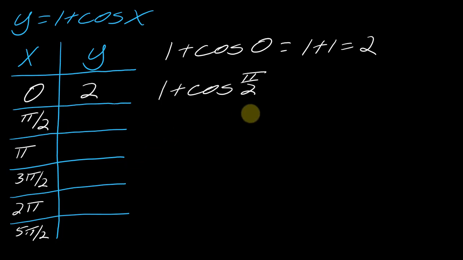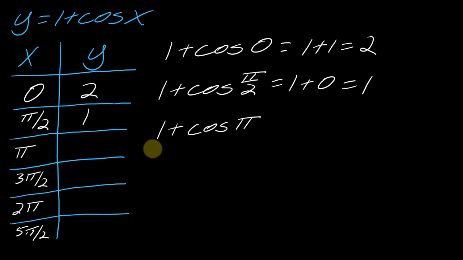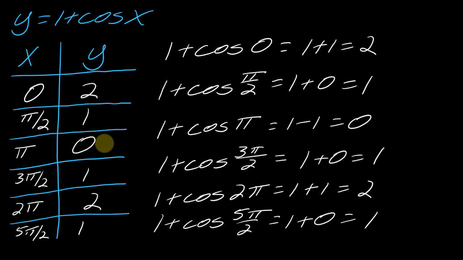Okay, so what about 1 plus cosine of pi over 2? So plugging in the next value, well, that's just going to be 1 plus 0, so that's just going to equal 1. So we can just put a 1 there. And then 1 plus cosine of pi, that's going to come out to 1 minus 1, so that's going to equal 0. And then we can just keep going with it. I've got the rest of the work here if you want to check that out. I highly recommend that you make sure this work makes sense to you.